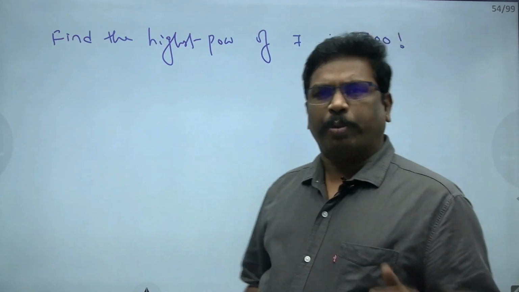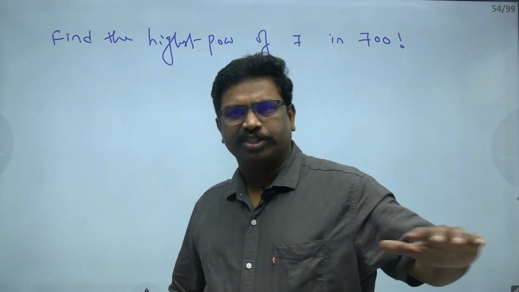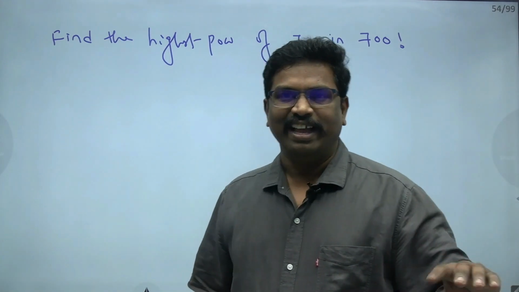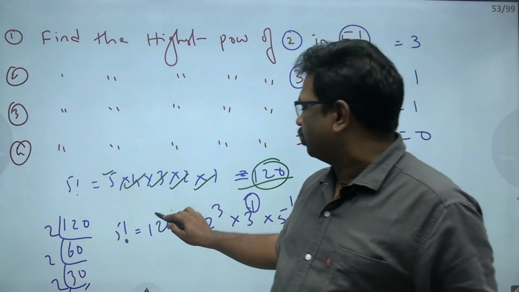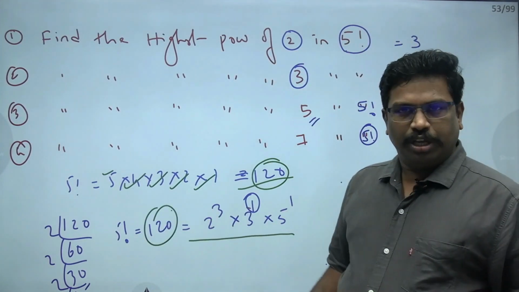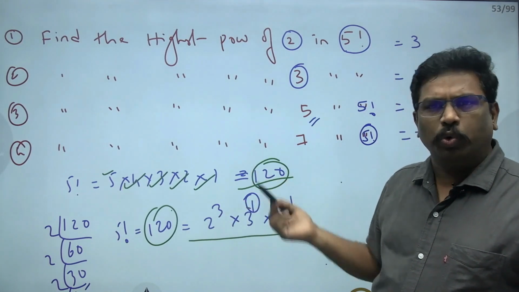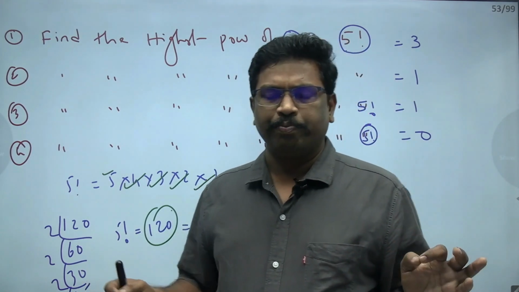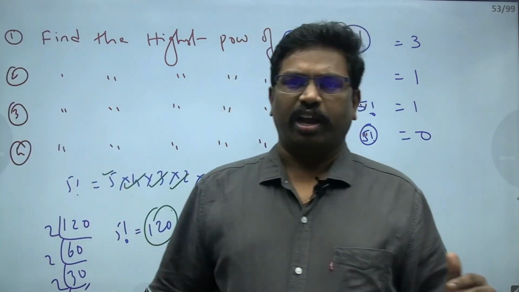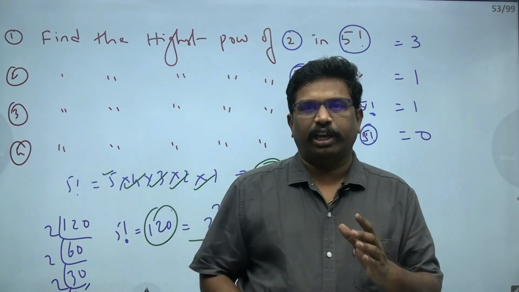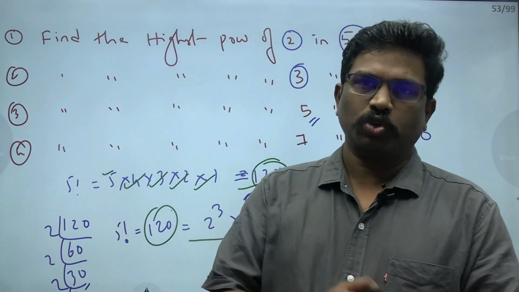Now guys, observe. Now, 700 factorial, you write down 700 into 699 into 698 into 697 and so on. Then you find out in that number. See here, I am writing 120, then expressing 120 as a product of prime factors, and in that I am checking the highest power of 2, of 3, of 5. So you do the same for 700 factorial, writing 700 into 699 into 698 and so on, and in that I want to know the highest power of 7. Not that easy, yes or no? So how to solve this question?